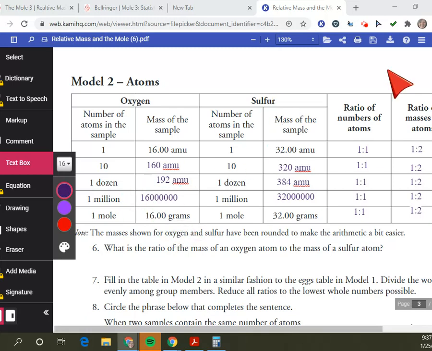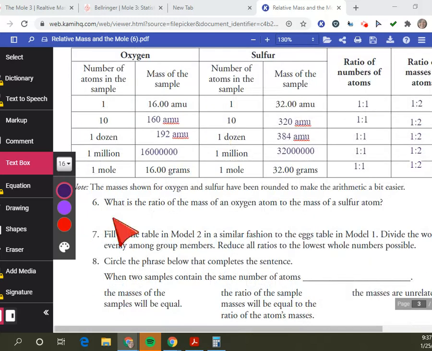And then sulfur, the same. The masses, though, is a 1-to-2 ratio. Okay? So then you can go ahead and kind of fill in 6.